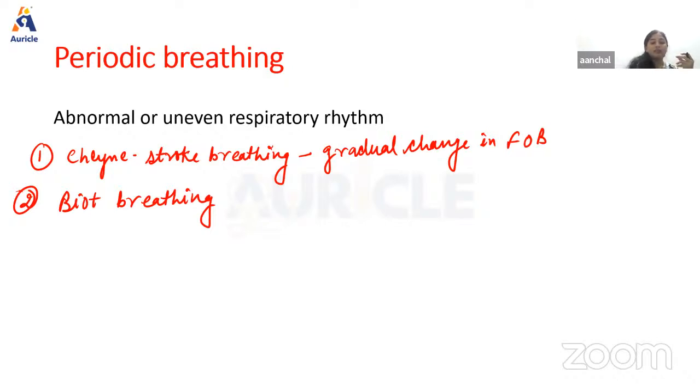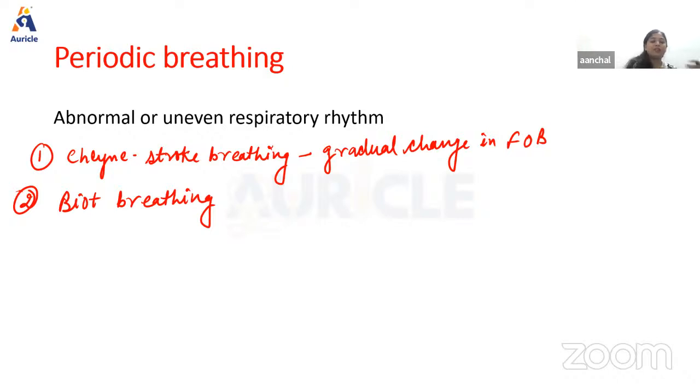When the partial pressure of carbon dioxide decreases, the respiratory center becomes inactive, and it will cause apnea. During apnea, there is accumulation of carbon dioxide, known as hypercapnia, and there will be a reduction in oxygen tension. That reduction in oxygen tension is considered hypoxia.